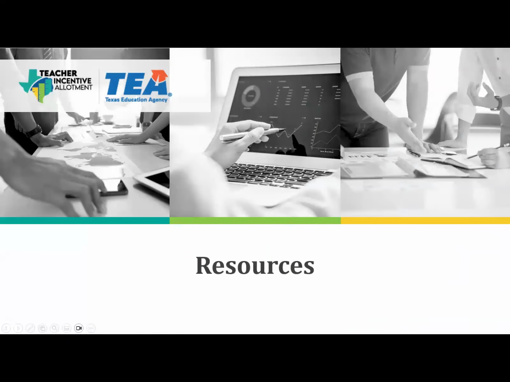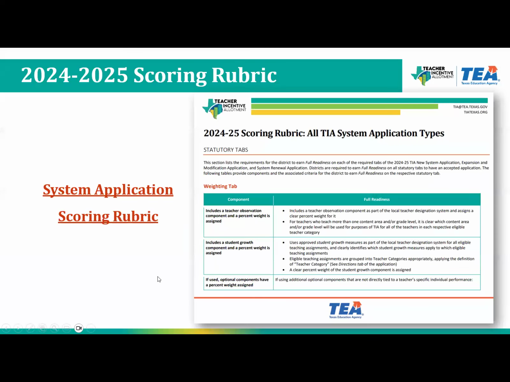Now we're going to move on and talk about resources. We have a lot of resources that you can use. The first one is the system application scoring rubric. The scoring rubric is just what it says. It explains exactly what the scoring team will be looking for in your answers.